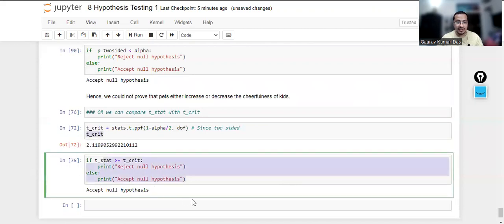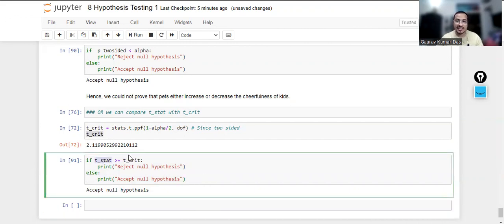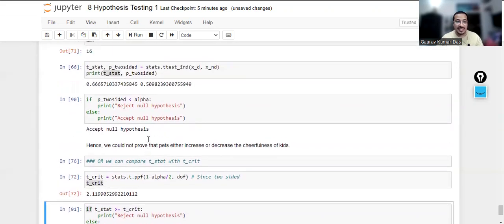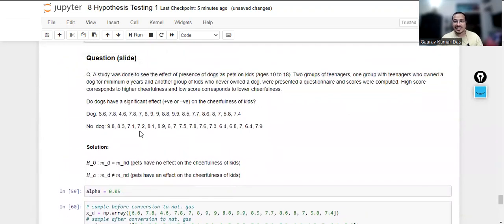And then we compare it with the t-stat. Since the t-stat is less than the t-critical, we'll again accept the null hypothesis. So whichever way you use, whether we compare the p-value with alpha or the statistic value with the critical value, we get the same conclusion. In this case, the null hypothesis is accepted, which means there is no significant difference in cheerfulness when a person has a dog. So dogs do not have any effect.